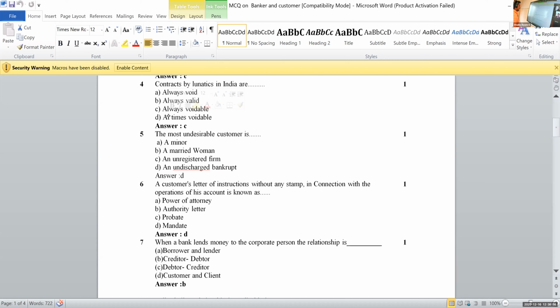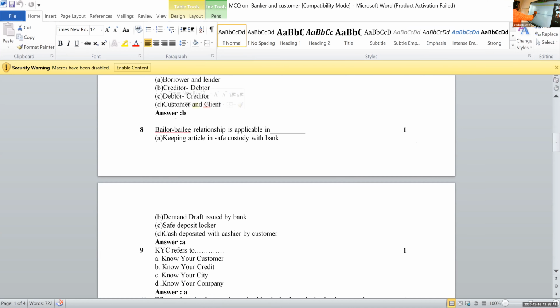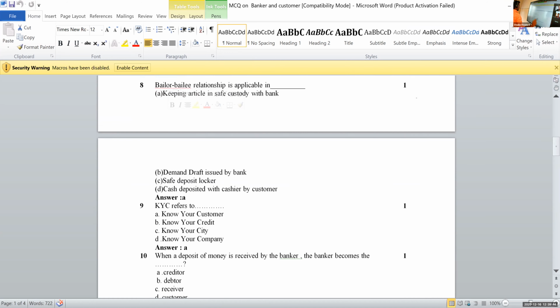Next, when a bank lends money to a corporate person, the relationship is creditor-debtor. The primary relationship we said is debtor and creditor, but here, when a bank lends money to a corporate person, the bank is the creditor and the corporate person is the debtor. So it is a creditor-debtor relationship.